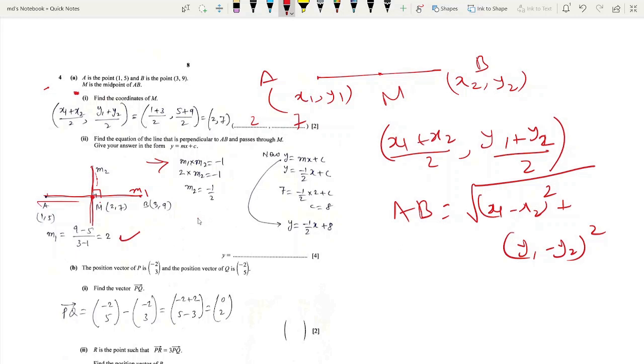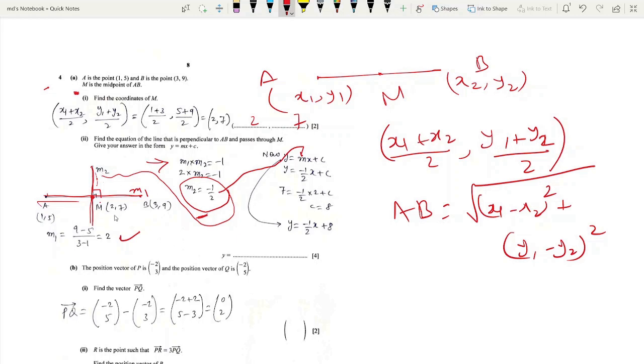Okay, so we found the gradient of the perpendicular line. Now we can apply y equals mx plus c. The perpendicular line gradient is this, and I have used it here. So y equals mx plus c, where m is minus half, so y equals minus half x plus c. Our intention is to find c now. How can we find c?